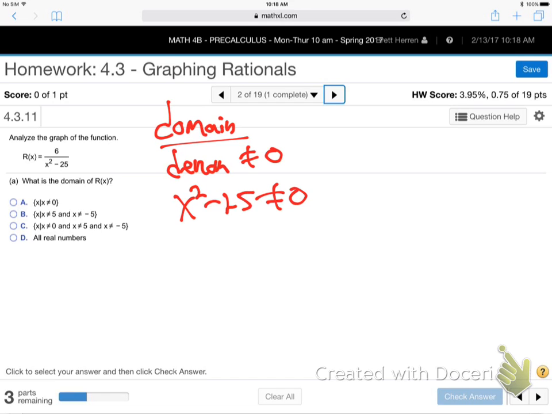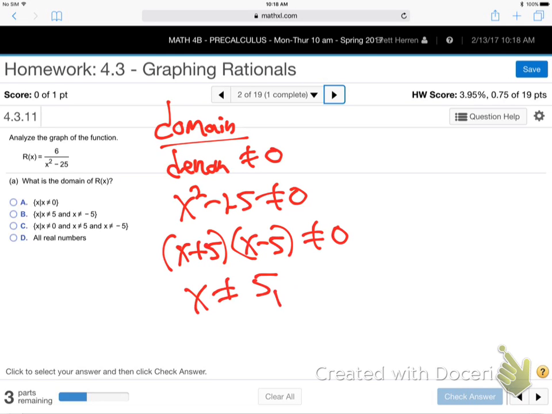X squared minus 25 we can factor. The plus version, of course, we cannot, but the minus we can: one plus, one minus. So that means x cannot be 5 or negative 5, right? So that's option B there.